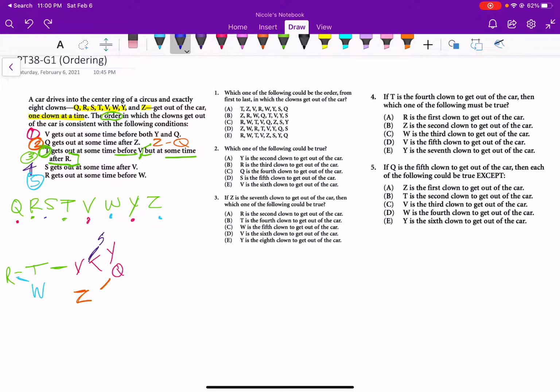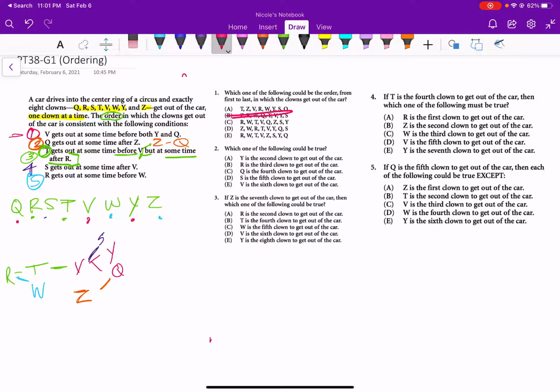And how I do them is I read my first rule and then I cross off any answer choice that is contradicting it. So this one says V gets out sometime before both Y and Q. So I'm going to look and see, do we have V getting out before Y and Q? A works. B does not because we have Q before V. So I'm going to cross this one off. C works. D works. E works.